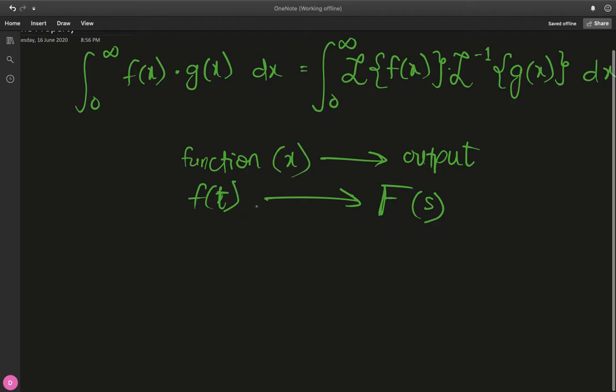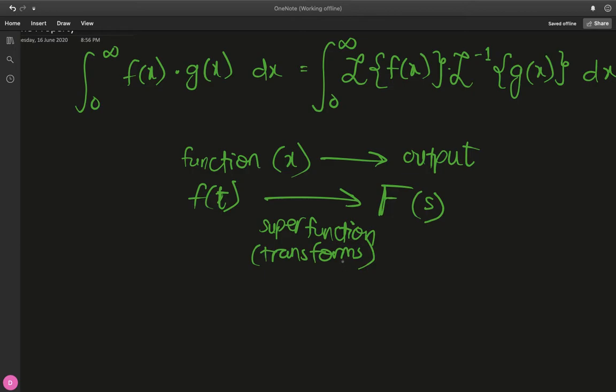So I mean, not only does it change the domain of the function, but also the function itself. So it's like a super function. That's what transforms do. They change functions of one type to functions of another type. Fourier transforms, Laplace transforms, Mellin transforms.